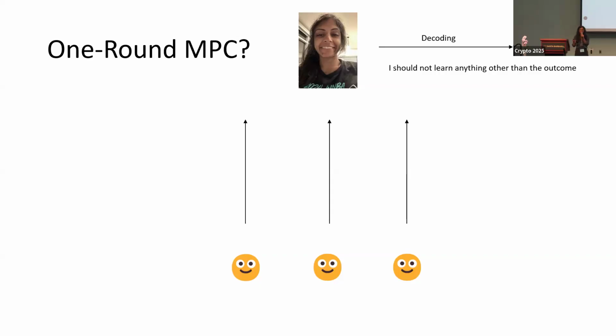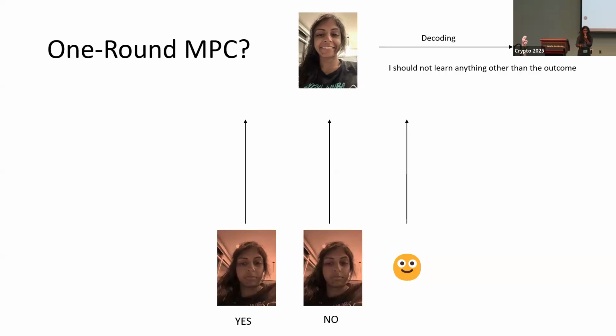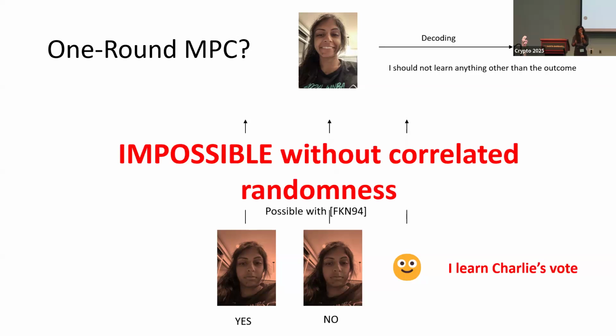So here, I'm going to be a little evil and try to find out the third person's vote. What I'm going to do is change Alice's vote to yes, Bob's vote to no, and then whatever the outcome of the vote is allows me to learn Charlie's vote. So this is impossible unless we have a setup involved. But I really want to do this vote in one round, and I really don't want to have a setup process involved.